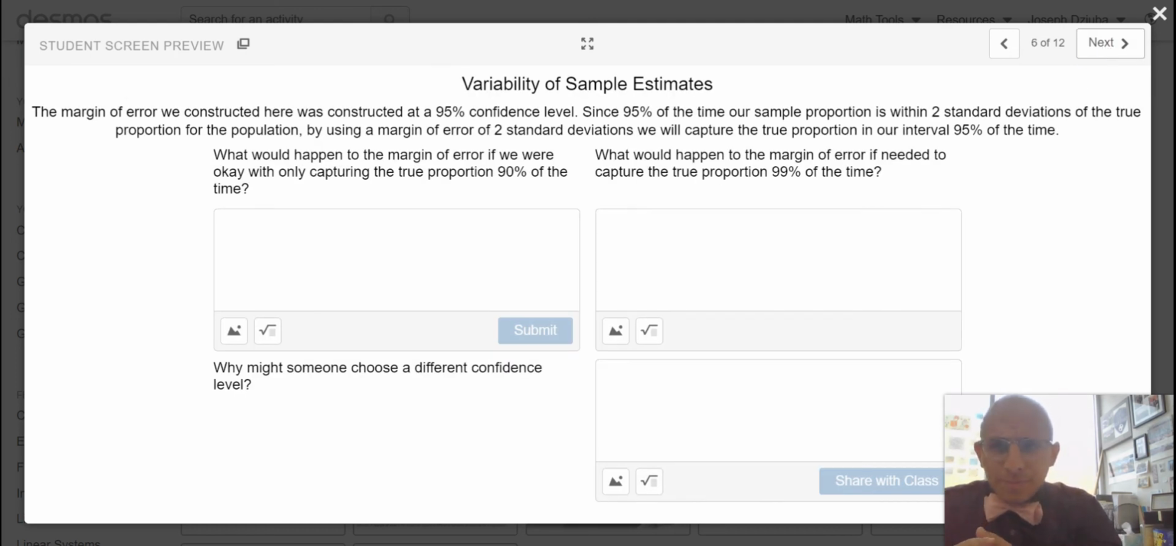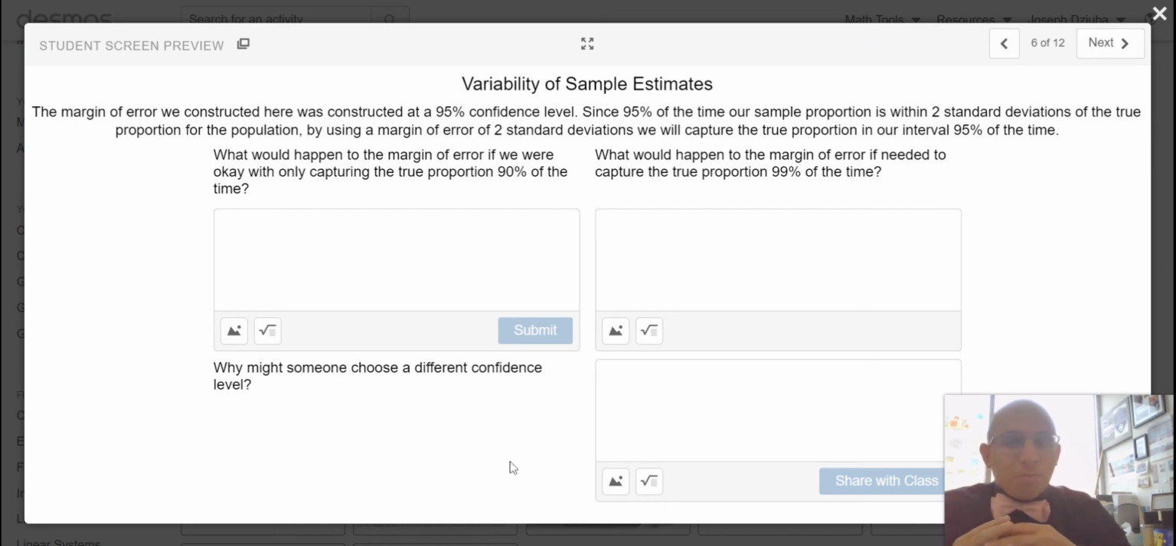The margin of error we constructed here was constructed at a 95% confidence level. Since 95% of the time our sample proportion is within 2 standard deviations of the true proportion for the population, by using a margin of error of 2 standard deviations, we will capture the true proportion in our interval 95% of the time.